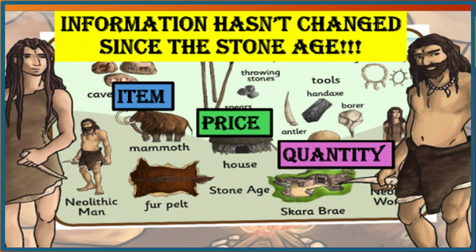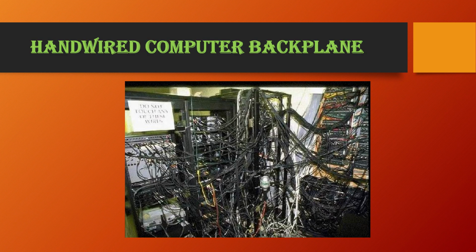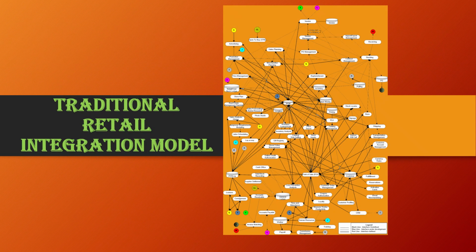What's interesting is this information hasn't changed since the Stone Age. Back then, you had items, you had prices for it, and you had quantities, just like today. This is a picture of a hand-wired computer backplane that I worked on back in the 1970s. As you can see, it's a confusing mess. Changes and upgrades were a major challenge. And in the retail world, this is the same thing.